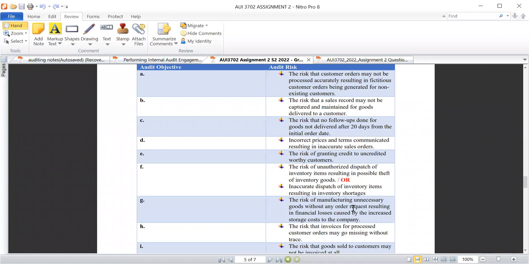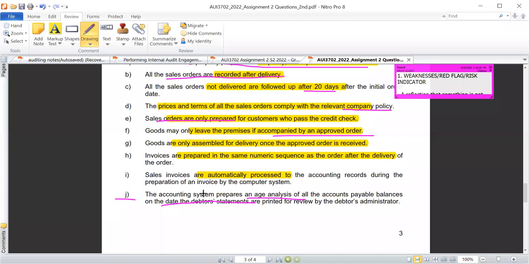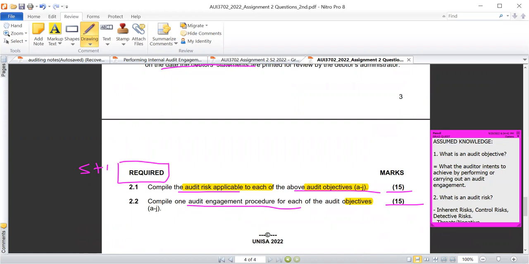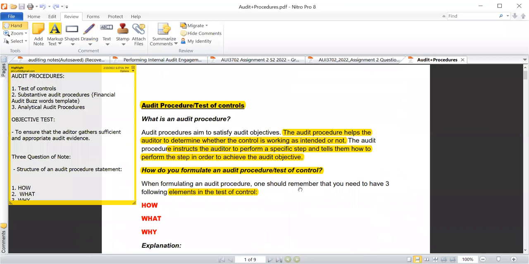Then let's have a look at the next question, really brief. Now, this is where we are addressing audit engagement procedures. I'm going to open my notes before I explain this part of the question so that you can gain value from it. Just one moment. I don't want to keep the session too long. I'm going to try my level best to be as fast as possible. Right. So when you're talking of audit procedures, right? There are two types of audit procedures.